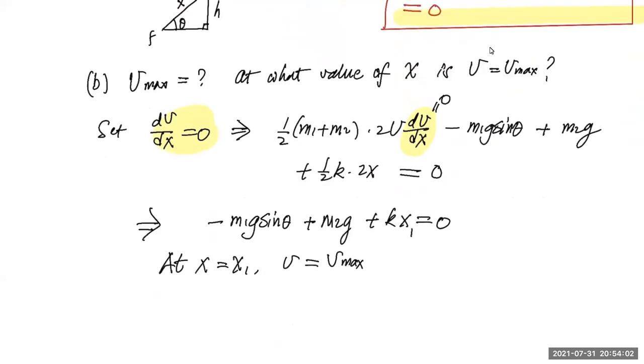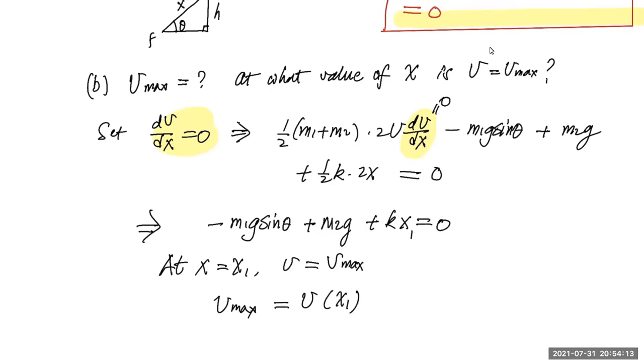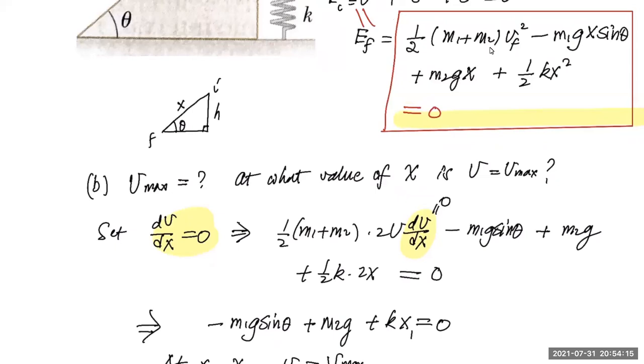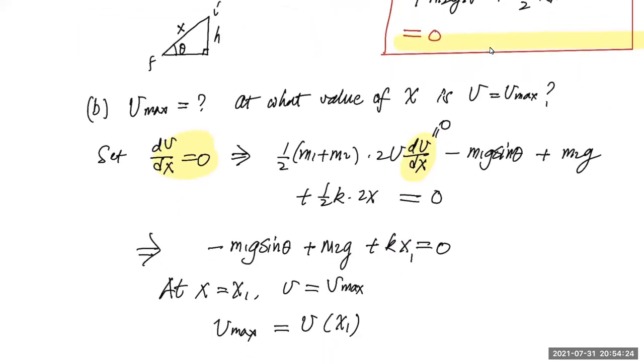So V max equals the value of V at x1. Just plug x equals x1 into the equation in the red box, and you're going to find the maximum value of V in the subsequent motion. So that is how we do the second part of the problem mathematically.